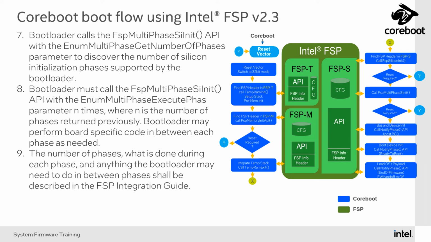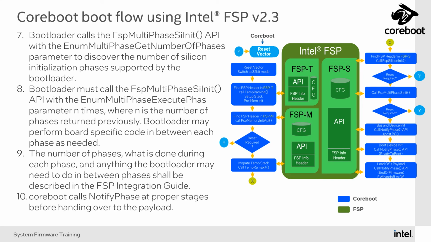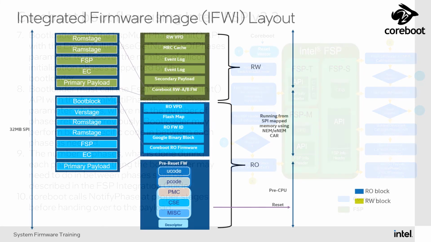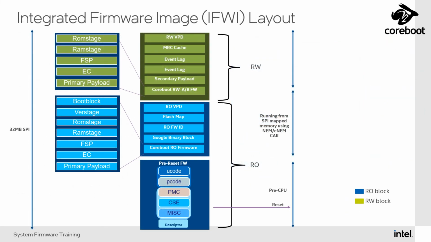The number of phases, what is done during each phase, and anything the bootloader may need to do in between phases shall be described in the FSP integration guide. Coreboot calls notify phase at proper stages before handing over to the payload. Here is the Coreboot integrated firmware image layout that shows the Coreboot file system components that would be part of the flash device layout.